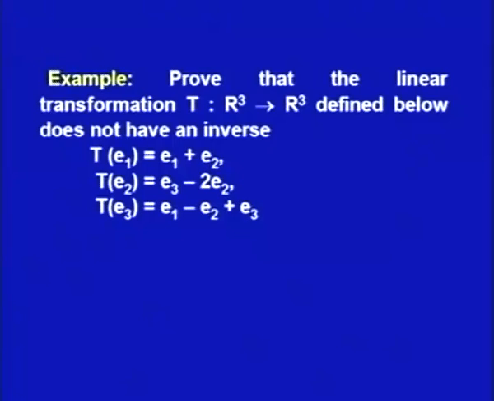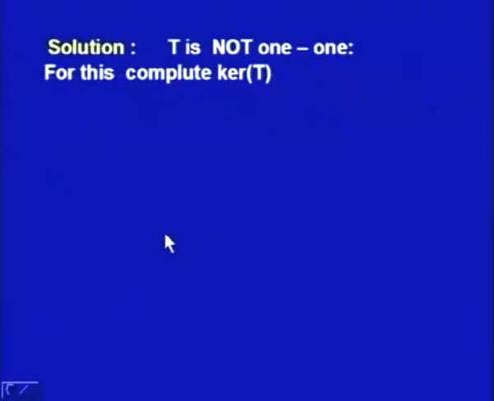Now in the next example, we will take a linear transformation defined as T of E1 is equal to E1 plus E2, T of E2 as E3 minus 2 E2, T of E3 as E1 minus E2 plus E3, and then we will see that this does not have an inverse. To prove this, we will see that it is not a 1-1 transformation, and for this purpose we will compute first the kernel of T.